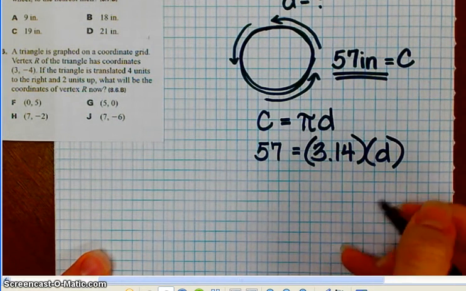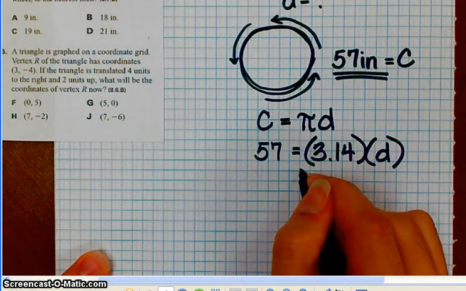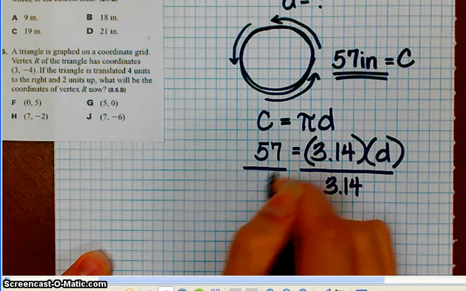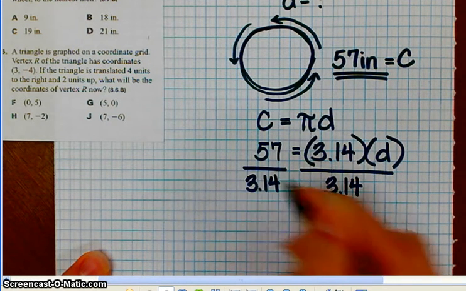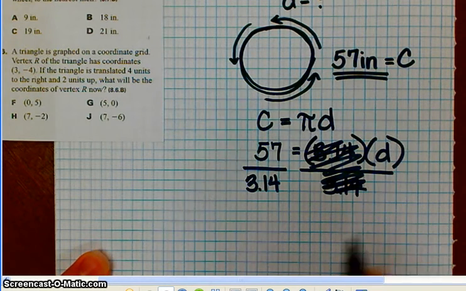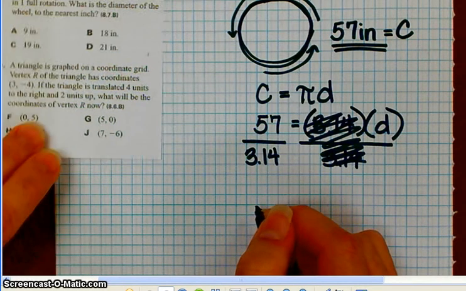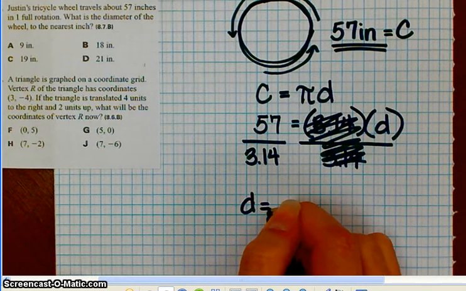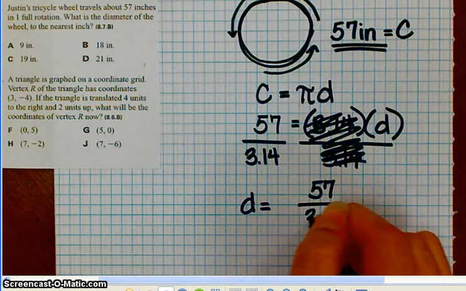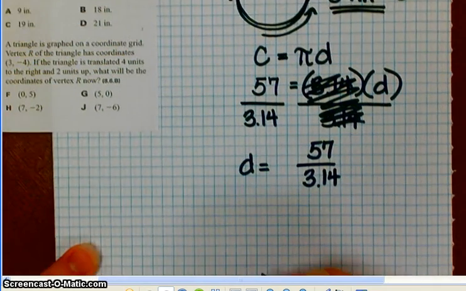But if I want D all by itself, y'all have learned in algebra that to move something, you do the opposite. So let's divide both sides by 3.14. That cancels us out over here. And so D will be whatever 57 divided by 3.14 is. Okay? All right. So let's do that math.